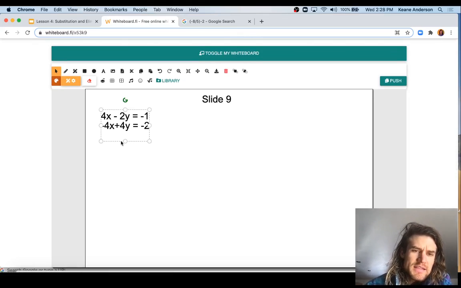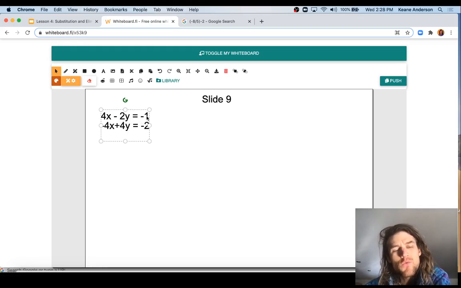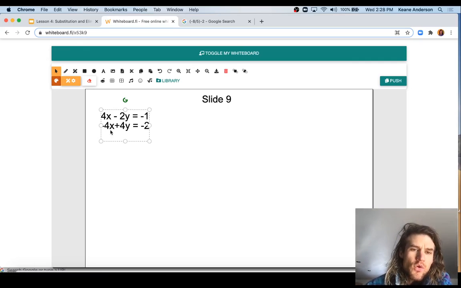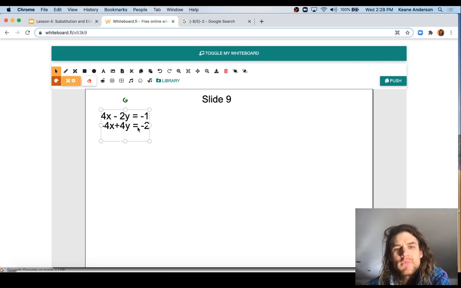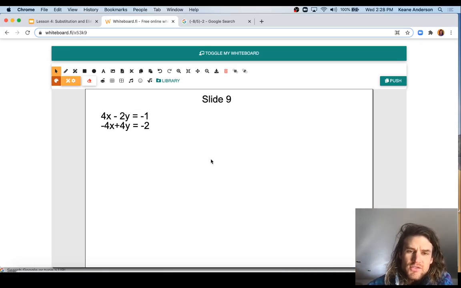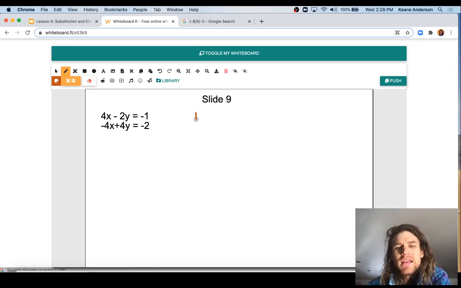And we've got this right here. We've got 4x minus 2y equals negative 1. We got negative 4x plus 4y equals negative 2. Okay, so interesting here. We might end up with some fractions. We'll see. So let's check it out. What is the elimination technique? So the elimination technique is when we just simply add the two equations together.